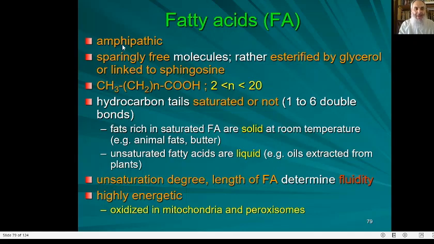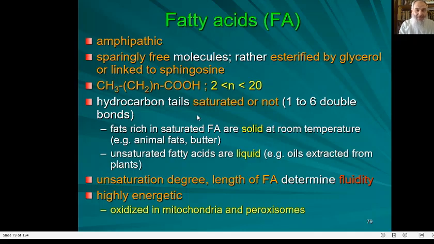They are amphipathic because they have a hydrophilic head, which is the carboxyl group, and a hydrocarbon tail, which is nonpolar, which is hydrophobic. An amphipathic molecule is a molecule that has a hydrophilic head plus a tail that is nonpolar, that is hydrophobic. The hydrophobic tail may be saturated or not. It may contain 1 to 6 double bonds.